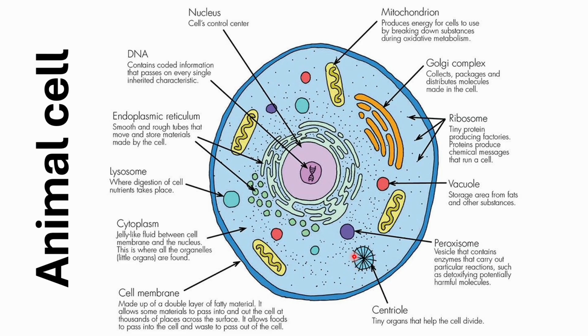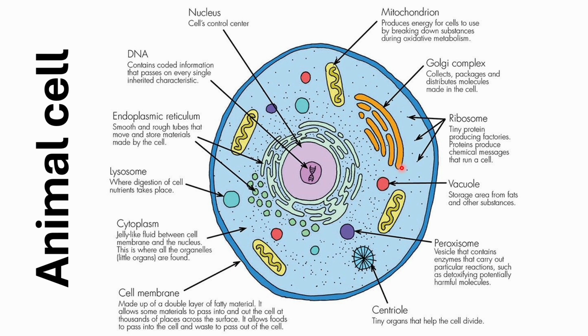Anyways, this is called the peroxisome. It's a vesicle that contains enzymes that carry out particular reactions such as detoxifying potentially harmful molecules. And this one right here is the vacuole, which is a storage area for fats and other substances.